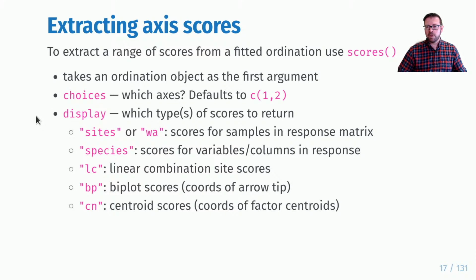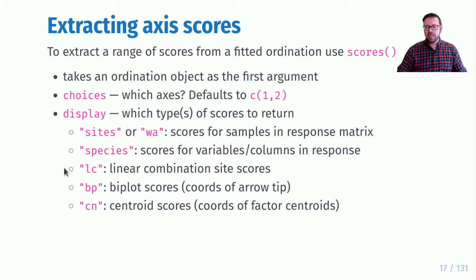Now you can just give it one, so you could do display equals sites, for example, and you would get the site scores. And those would be for the rows, the observations, the samples, or the sites, whatever you want to call them. Or if you did display equals species, you'd get the scores for the species, the responses, the variables, whichever way you want to think of that. Okay. But you can also pass in multiple as well. So you could put in display equals concatenate sites, species, and what have you, and you get more back.